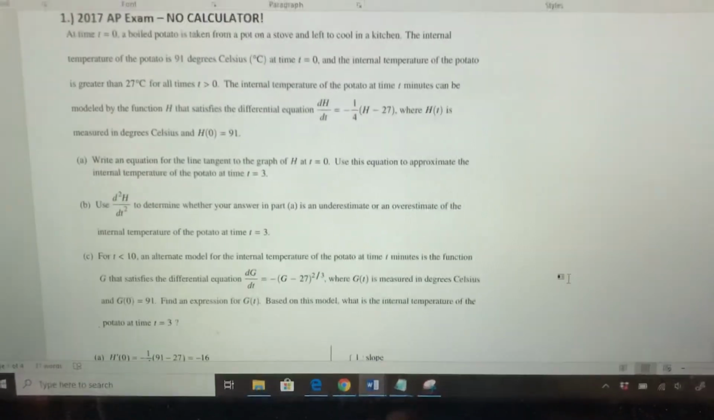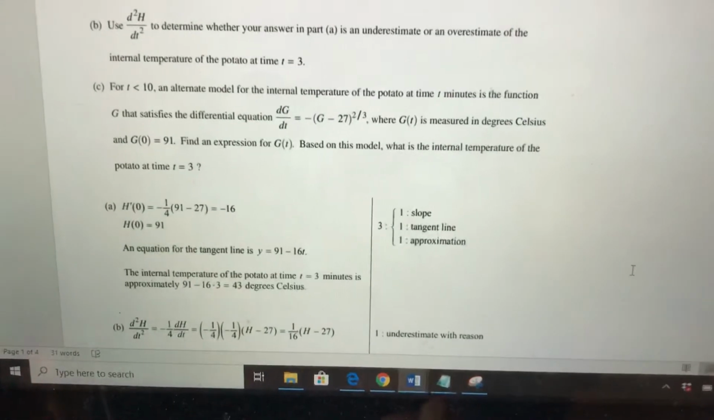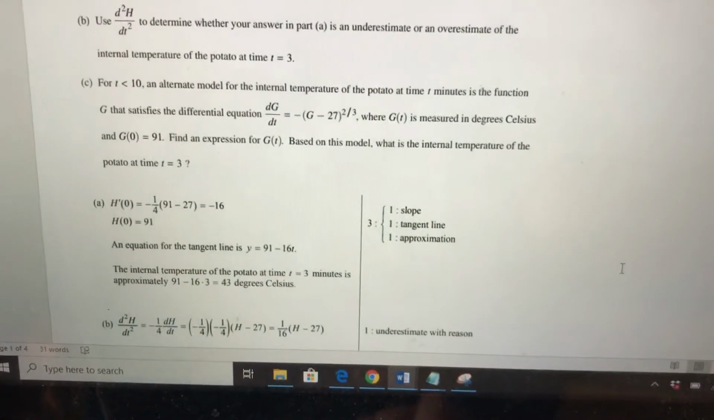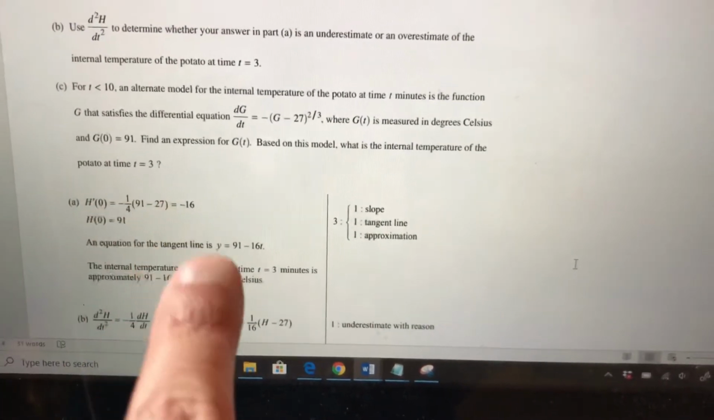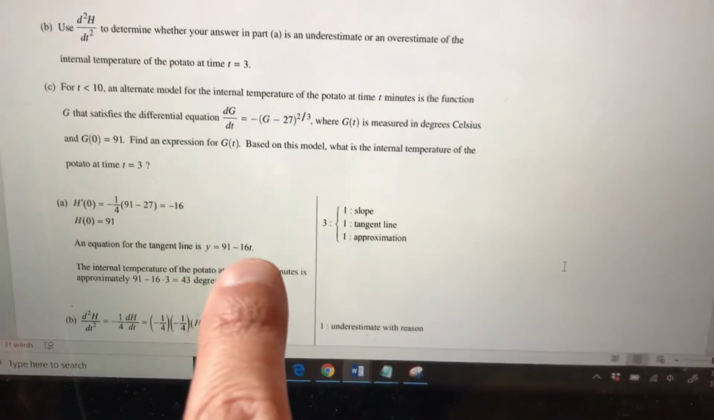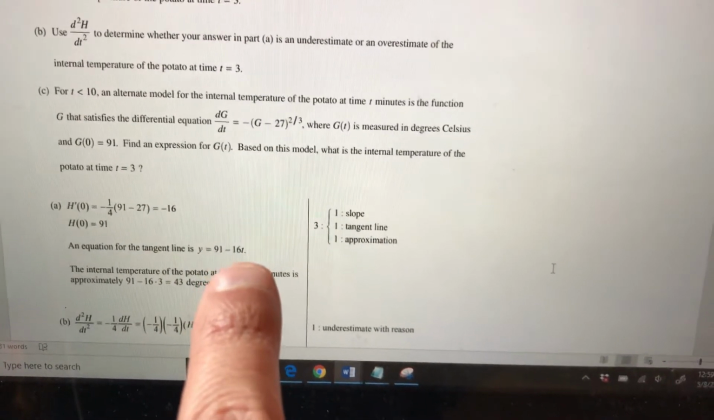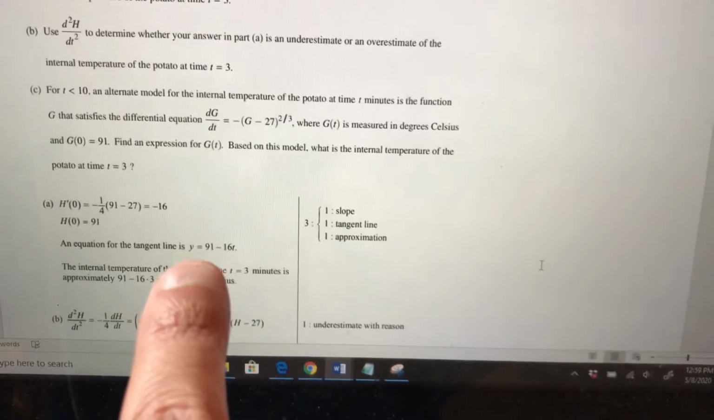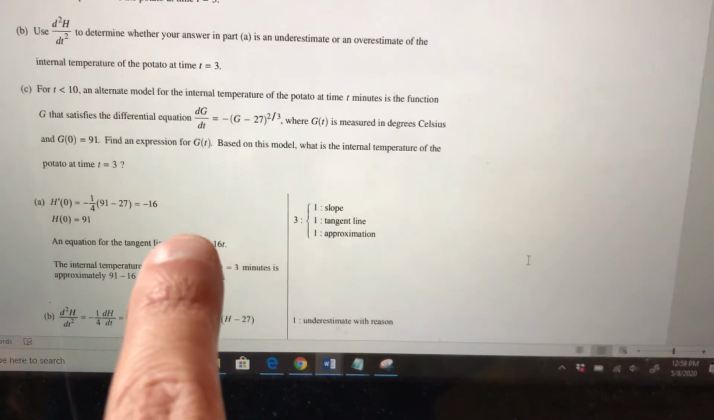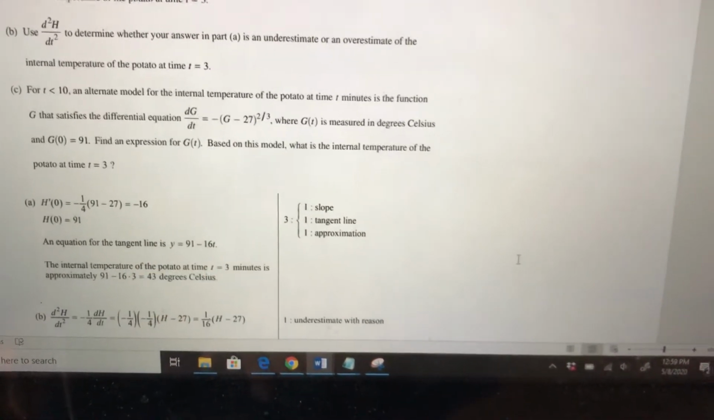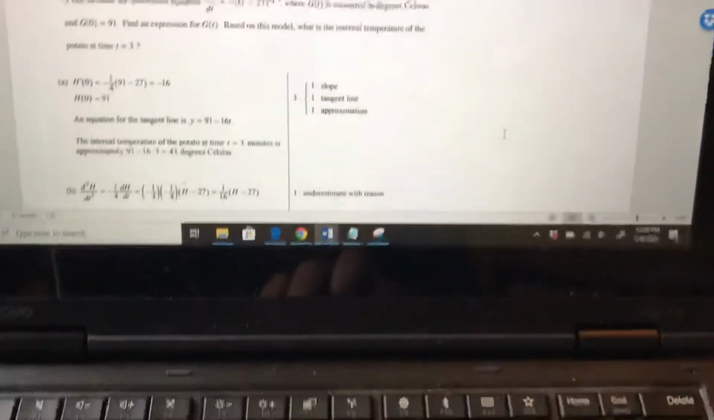Let's look at their solution here and see what they say. Okay, so you can see here they've got that equation. They write it as y equals 91 minus 16t, in other words, with a time variable. They're giving the equation a different name than h, because h is the actual curve and this is the estimation. But anyway, I think we get the 3 points there. Let's go on to part 2.